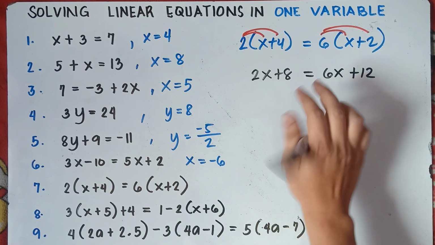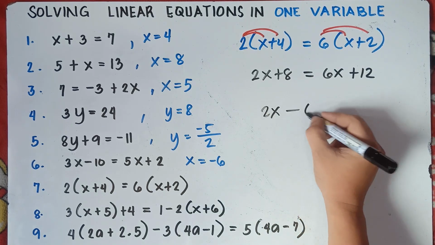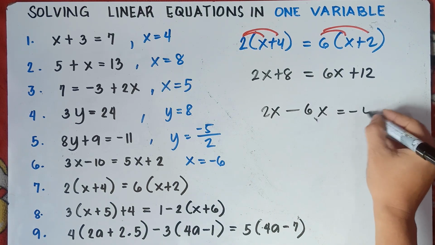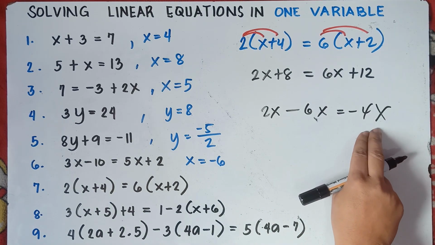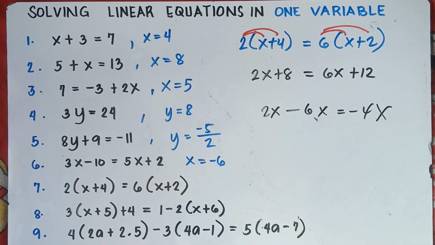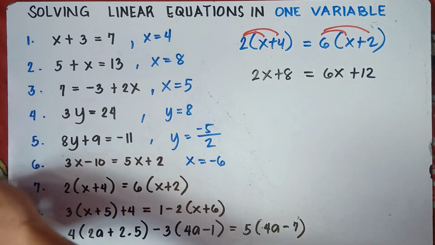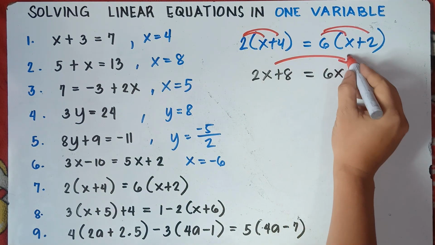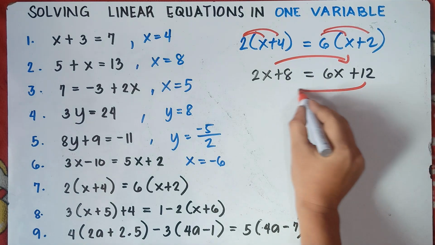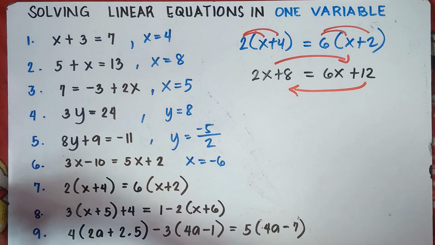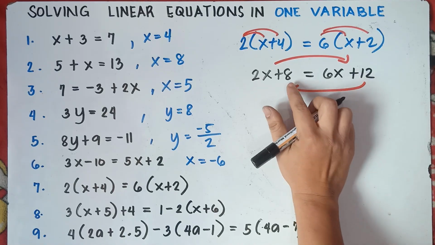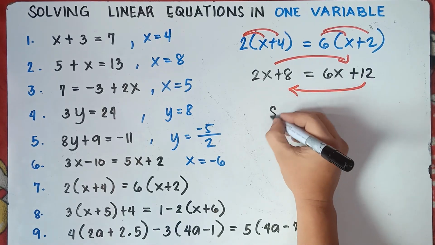Because if you transpose this one, this will be 2x minus 6x, and your answer will be negative 4x. And it will be more complicated because you have negative value of x. So we just simply transpose this 2x from left to right and this 12 from right to left. Transpose 12 from right to left. This will be 8. Copy 8.